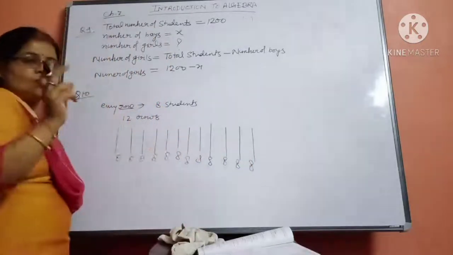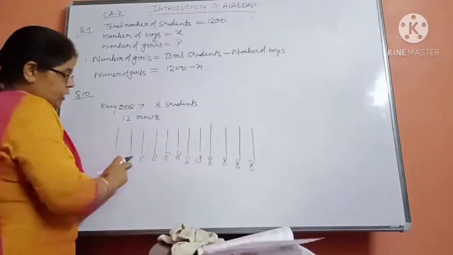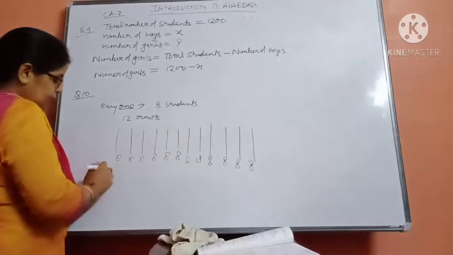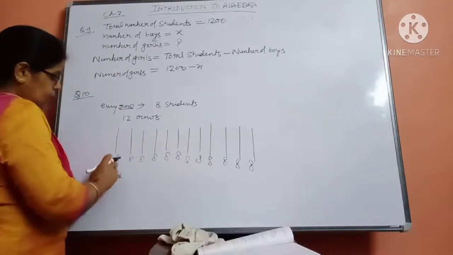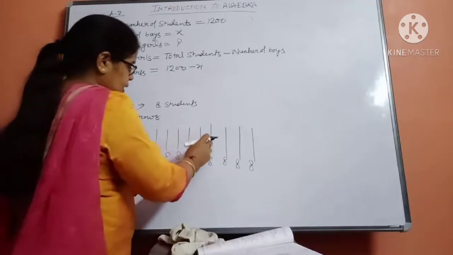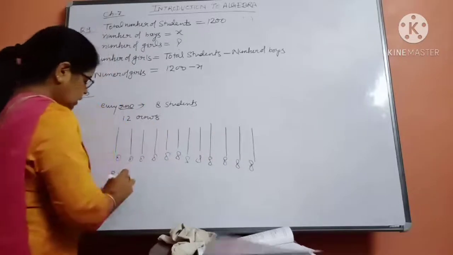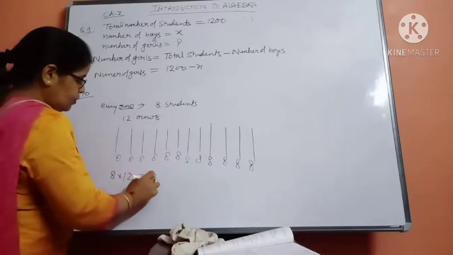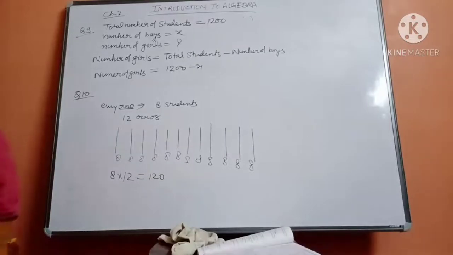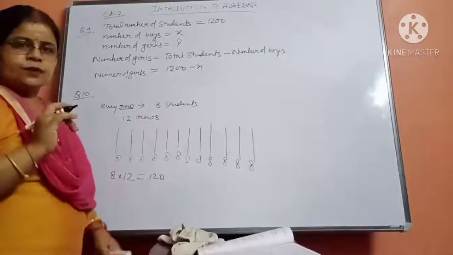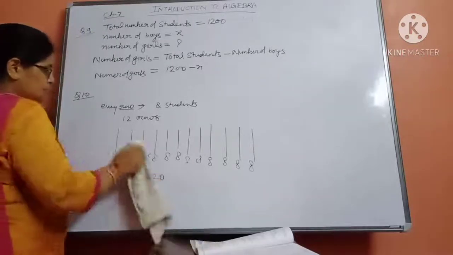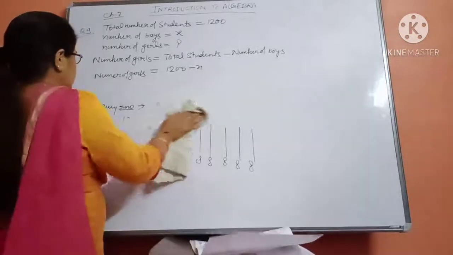You have two methods to calculate it. Either you add all these 8s, or you do 8 multiplied by how many rows there are: 12. So in this way you will get the strength. Maybe everybody is getting that. Okay, now come to the question. What is given to you in this question?